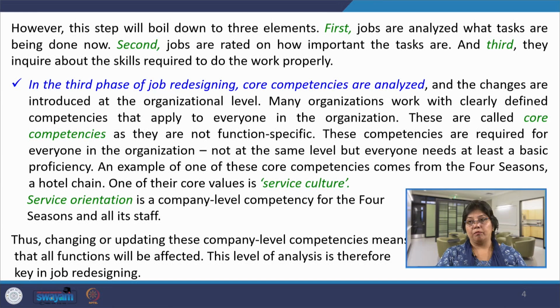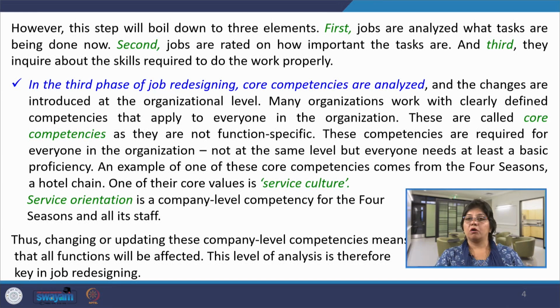This is core competency, and every time this service orientation is being delivered in every decision and action and service and task of that hotel chain. So, this is about the company level competency for a particular hotel and its staff. This is core competency.